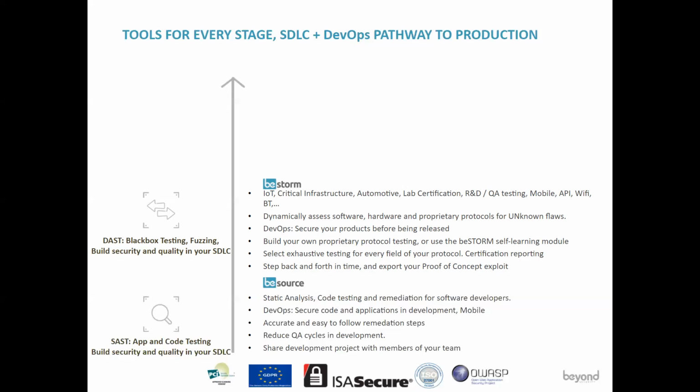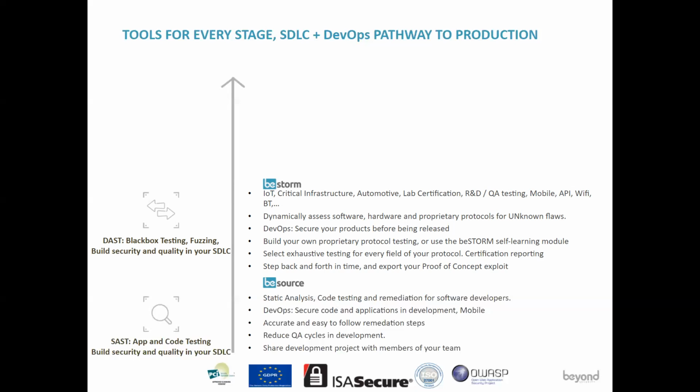beStorm is meant for IoT, critical infrastructure, automotive. So automotive companies use beStorm to test their sensors, their engine, the way the engine communicates, and so on. They will be using a protocol called CAN bus or OBD2. beStorm is a certified tool for EDSA, for lab testing.